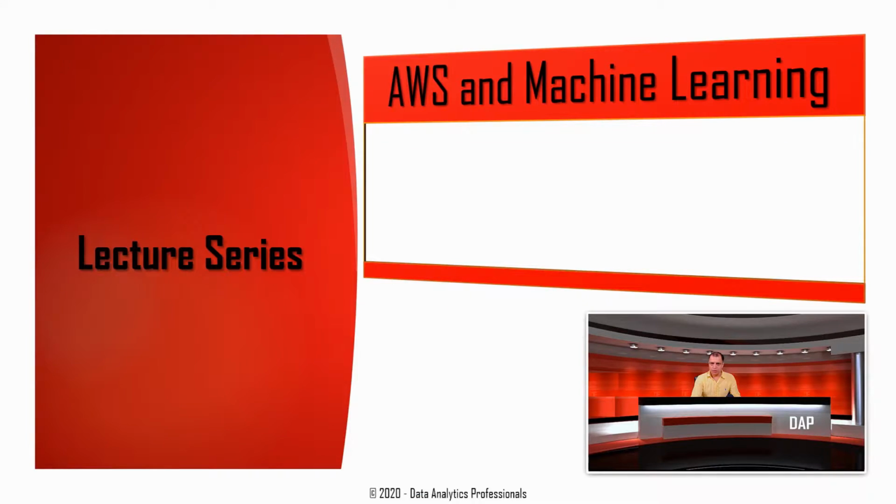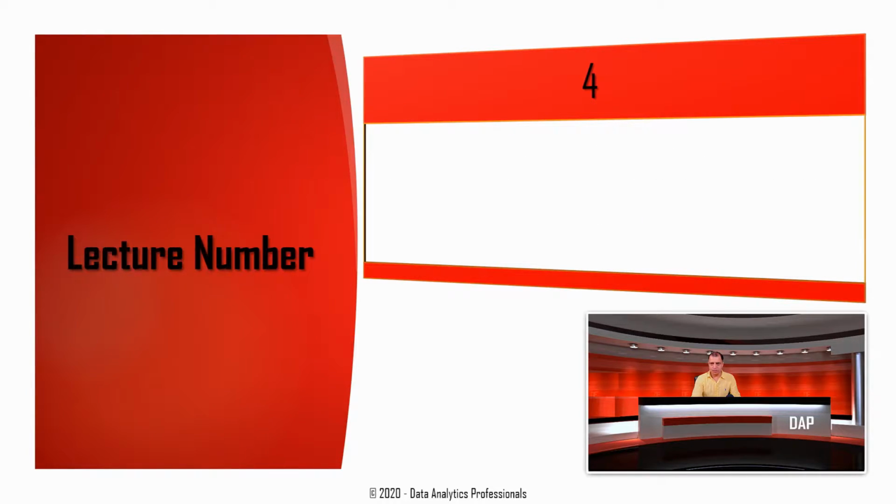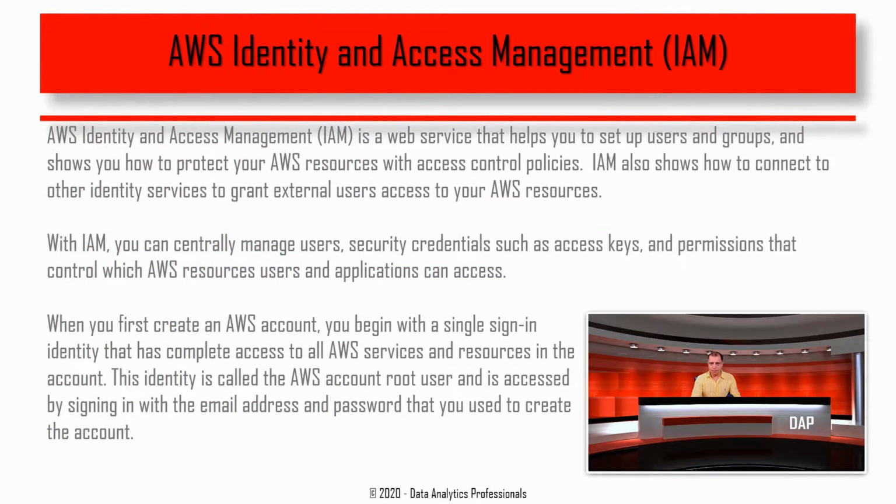Let's quickly jump into today's lecture topic. Just to remind all of you, this is a lecture series on AWS and machine learning, and the current topic of this lecture is going to be about AWS Identity and Access Management, also named IAM. This is lecture number 4 in this series.